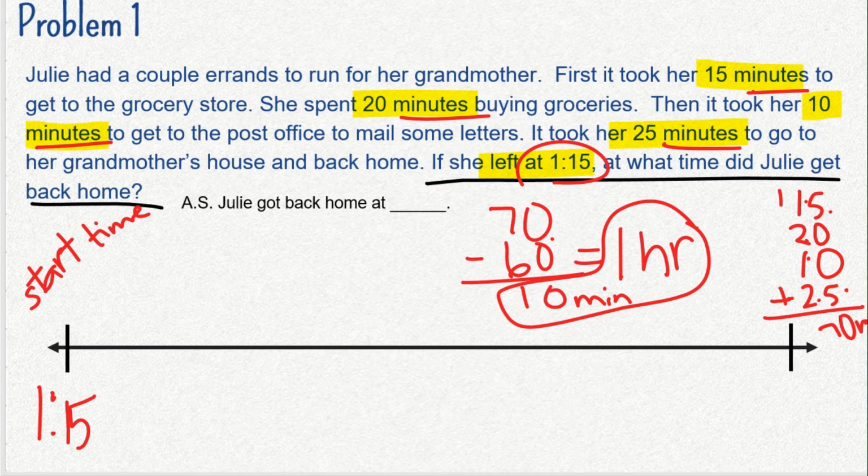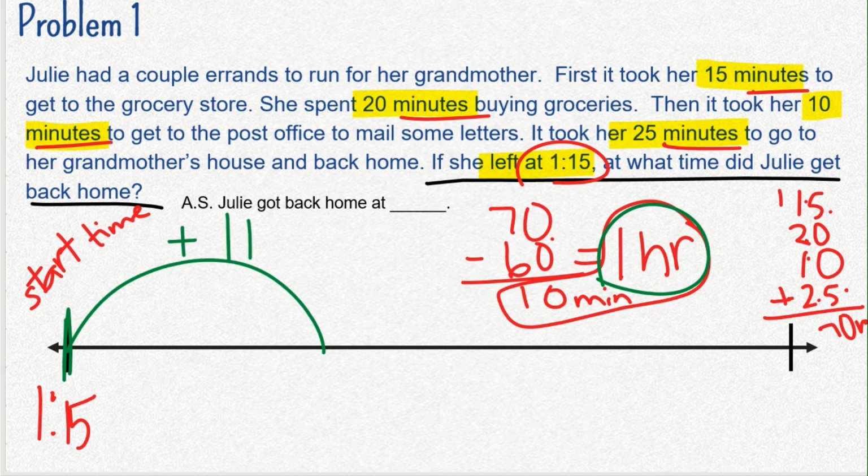Now I'm going to take my start time right here, and I'm going to move it in the biggest chunk of time I have, which is 1 hour. So I'm going to make a big loop, and I'm going to write plus 1 hour. If I take 1 hour and I add it to the number 1, I get a 2. 1 plus 1 is 2. So now my time is from 1:15 to 2:15.